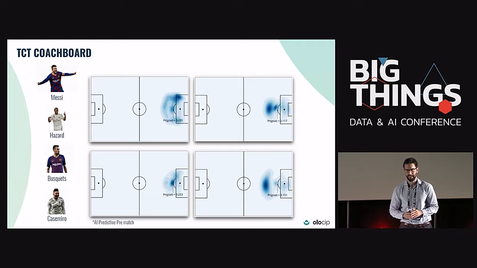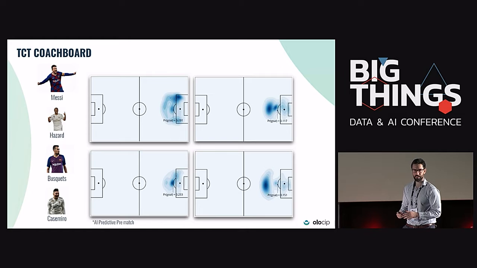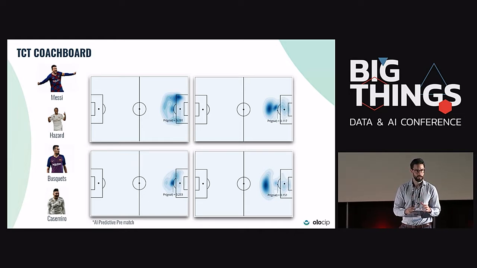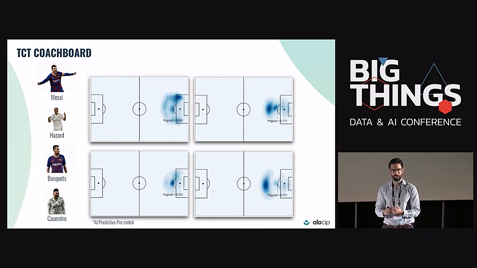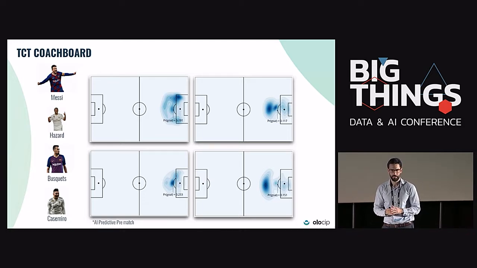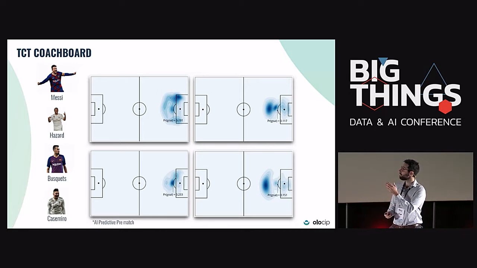Now let's see another example. Here we have four pictures, okay? So each picture represents the expected distribution of shots of four different players. So the areas that are darker, for example here, represent zones from where a player is more likely to shoot. Also, we are providing the probability of scoring a goal if a player shoots from this position. And it's basically the same position in the four plots. So let's see if you can figure out which player corresponds to each of these plots.